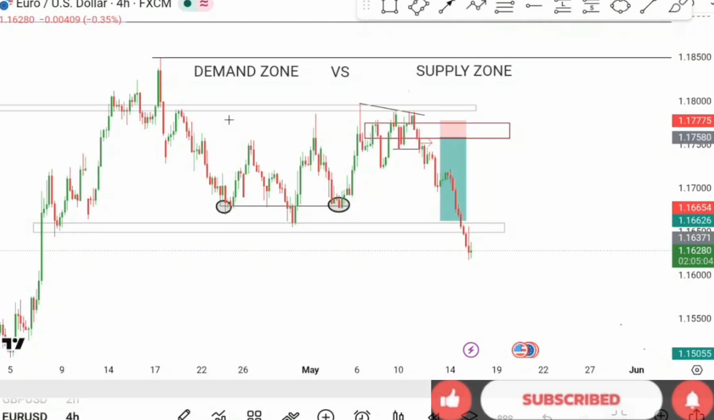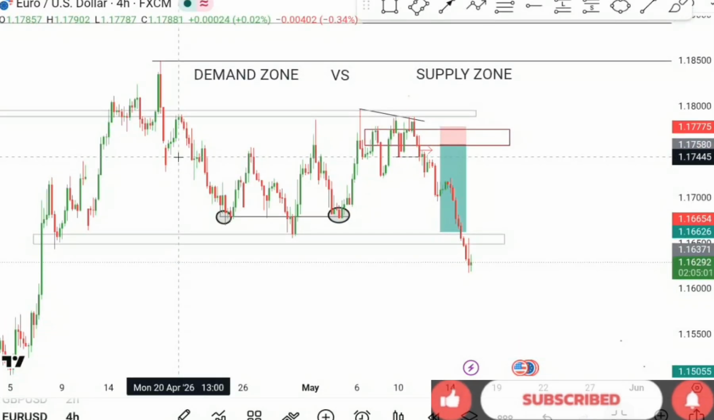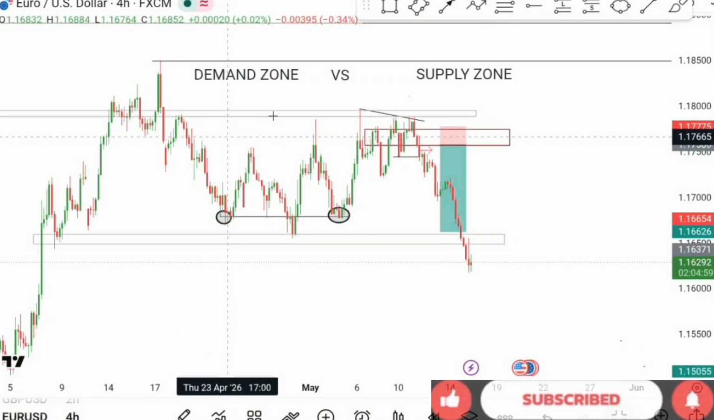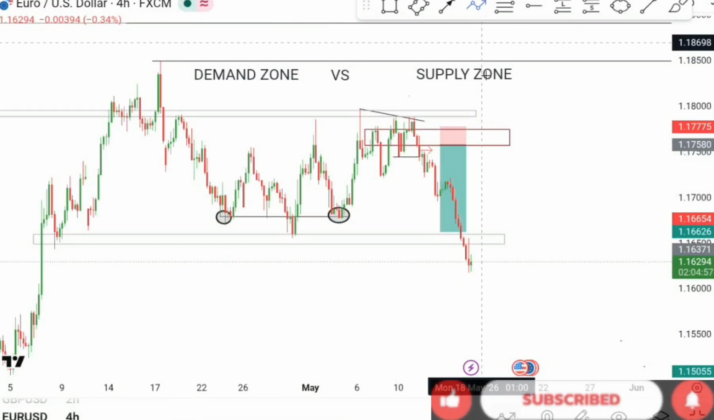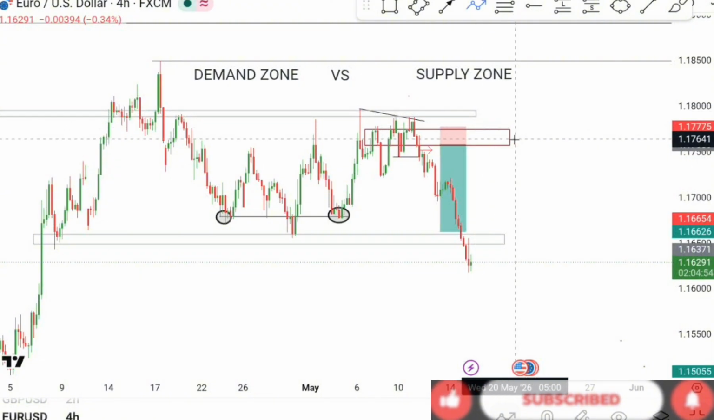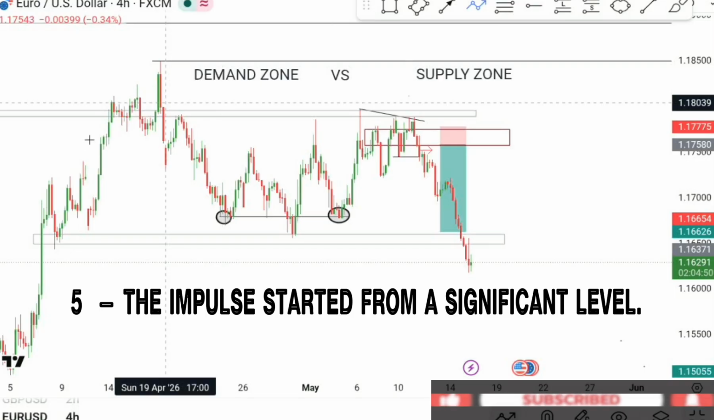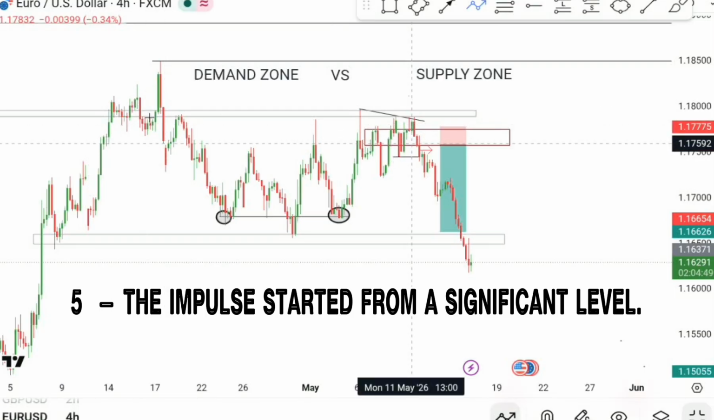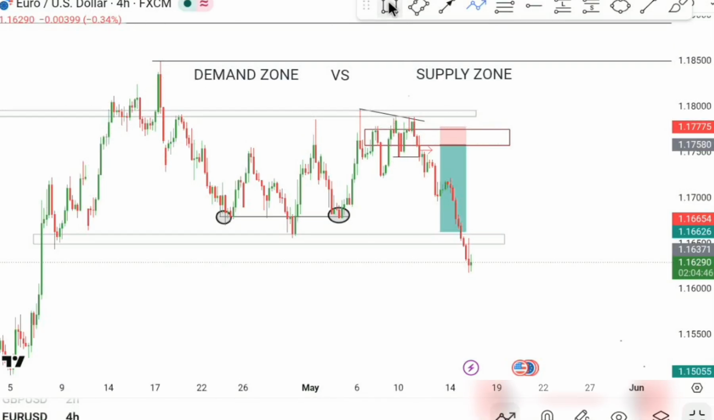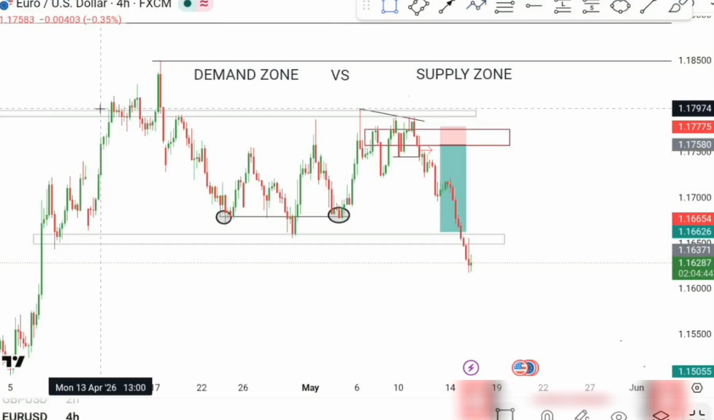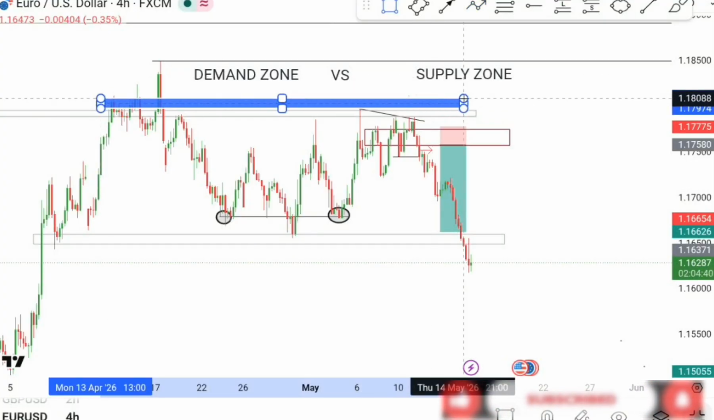So to be honest with you, this number 5 is the one I really need to take my time and say very slowly, because this is the most important one I really want you to write in your journal. Number 5, the impulse started from a significant level. The impulse must start from a very high time frame level.